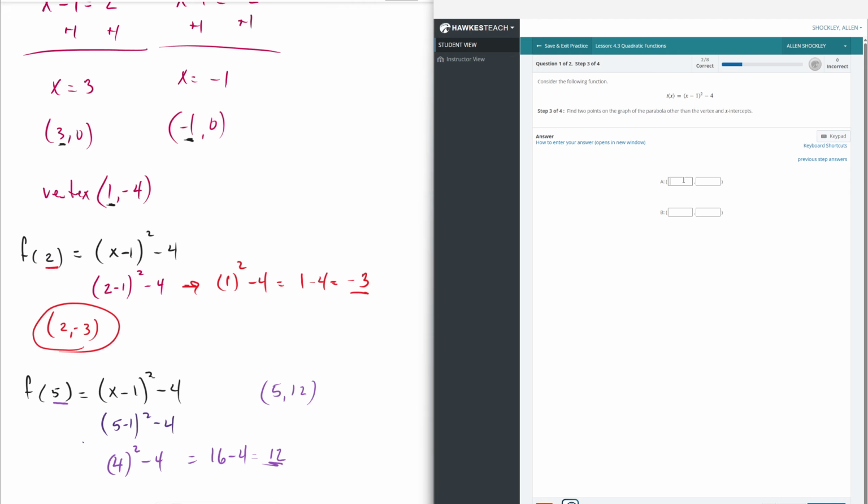They're going to ask you to type it in, so all you've got to do is type it in. Remember, it includes sets of coordinates, so we can do 2, negative 3, and we can do 5, 12.